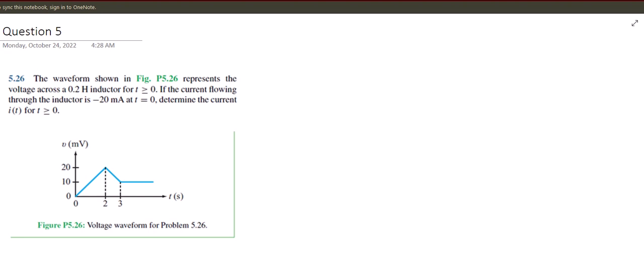Okay, this one is a fun one. It has lots of parts to it. So we are given the waveform. The waveform represents the voltage across a 0.2 Henry inductor for t greater than or equal to 0. We have the current flowing through the inductor at negative 20 milliamps at t equals 0. So we have the initial current. So I of 0, and that'll be important, is negative 20 times 10 to the negative 3 amps.